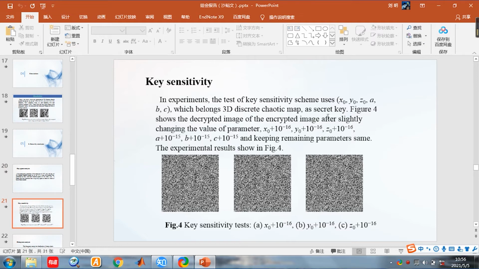Key sensitivity. In experiments, the key used for the key sensitivity test is S0, Y0, Z0, A, B, C, which belongs to the 3D discrete chaotic map as the secret key. Figure 4 shows the decrypted image of the encrypted image after slightly changing the value of one parameter and keeping the remaining parameters the same. The experimental results are shown in Figure 4. Key sensitivity tests.